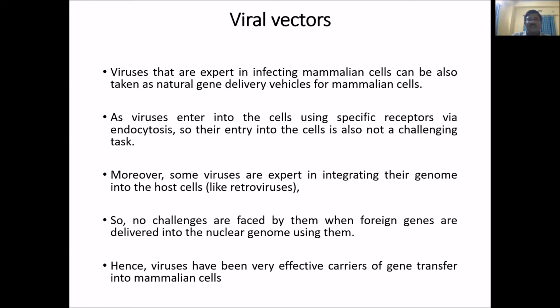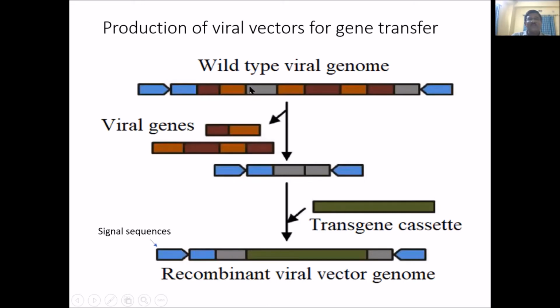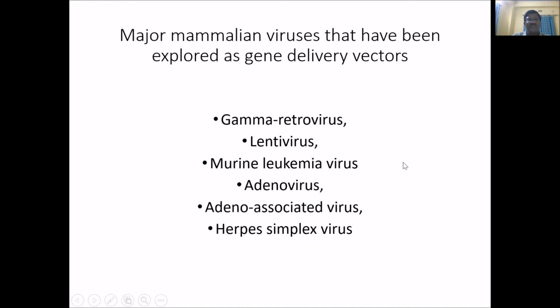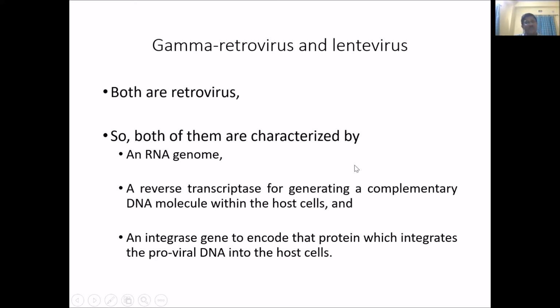So having these advantages, generally the viral vectors for gene transfer are engineered. This is a wild type viral genome. You just take out the viral genes and insert your target therapeutic genes and form the transgenic acids. Once the transgenic acid is ready, you can introduce it into the virus, and the viruses commonly used are the gamma retrovirus, lentivirus, that is also a type of retrovirus, murine leukemia virus, that is also a type of retrovirus, and now these three things, that is adenovirus, adeno-associated virus, and herpes simplex virus, they are the DNA viruses.